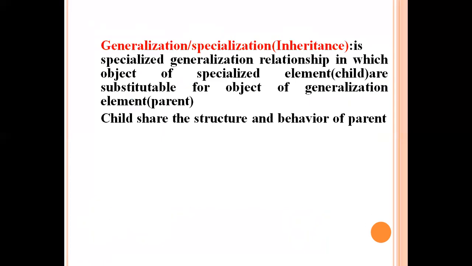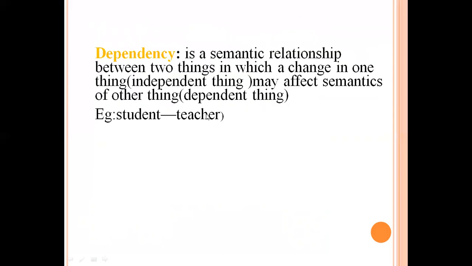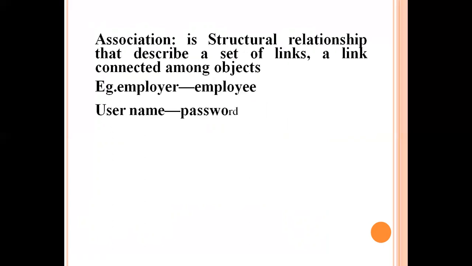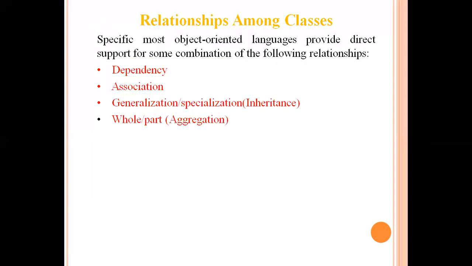And the next one is generalization. Generalization means inheritance. It is single inheritance and multiple inheritance. It is the relation between the specialized item and the generalized item. Association means every object can be associated with another object. That is represented by association and dependency. So there are four types of relationships. The first one is dependency, second one association, third one generalization, and fourth one aggregation.